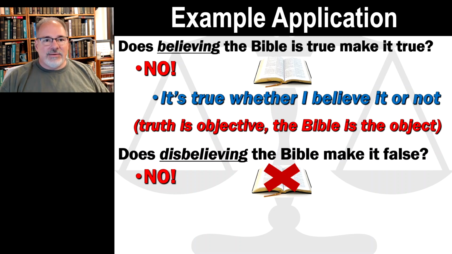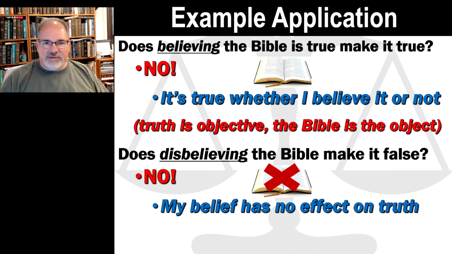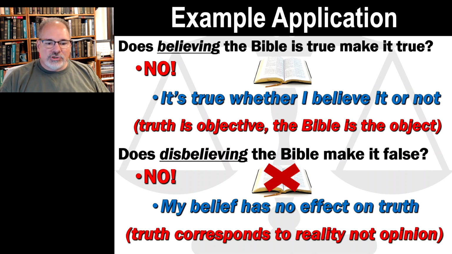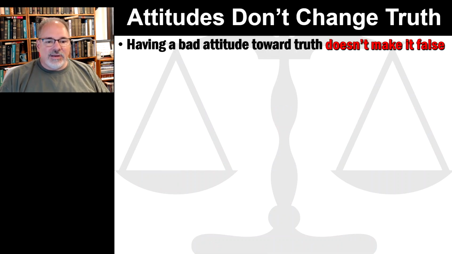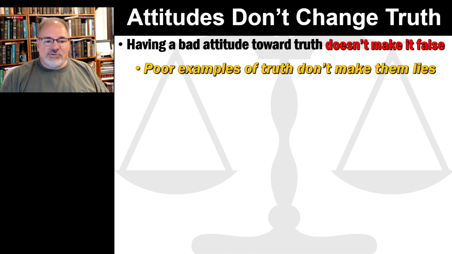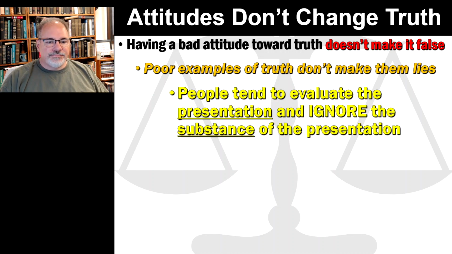My psychological state about something doesn't change the fact of it, right? My belief has no effect on the truth. Truth corresponds to reality, not opinion. Very important to understand that. Attitudes don't change the truth, right? Having a bad attitude towards the truth doesn't make it false, right? Poor examples of truth don't make them lies. You can have some people that are telling you the truth, and maybe they're not telling you in a nice way, or they're a bad example, but that doesn't make it not true.